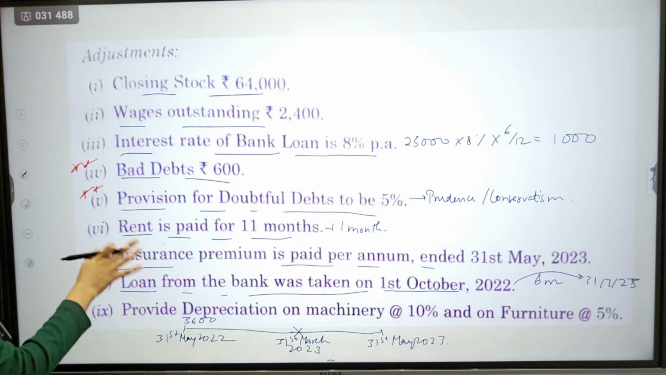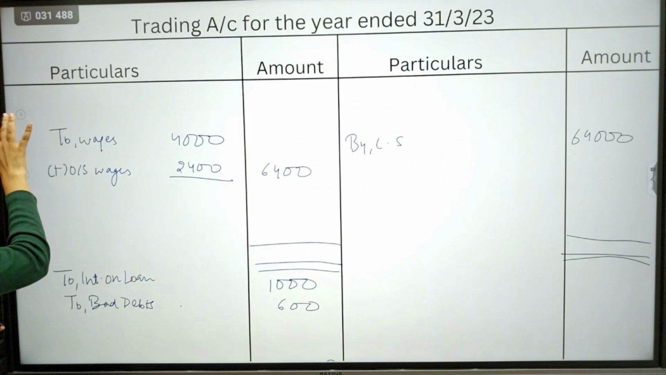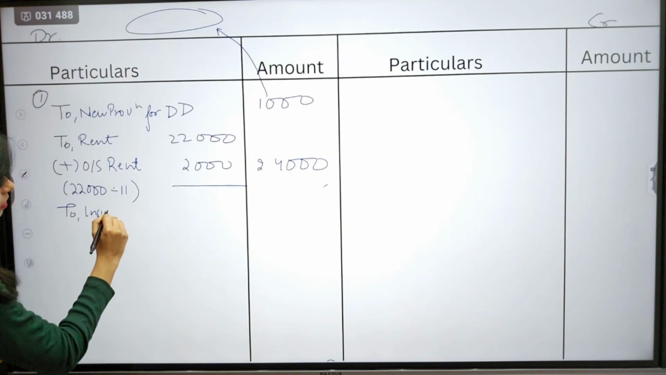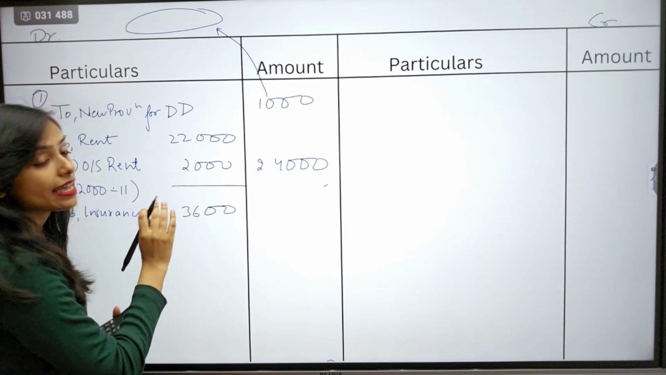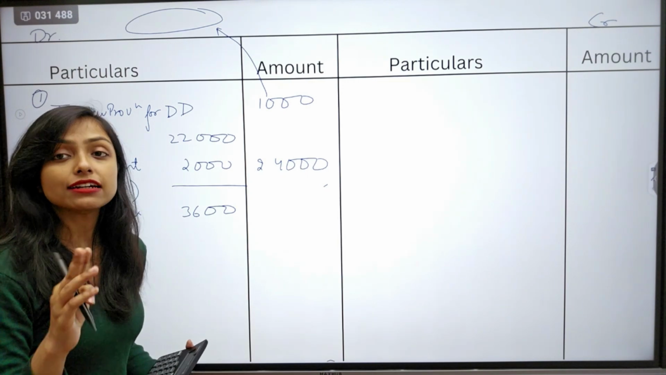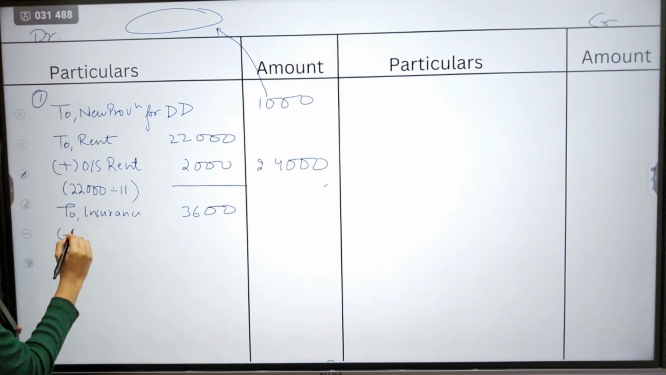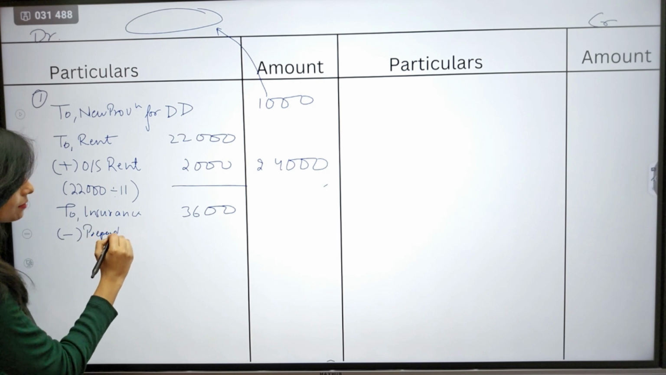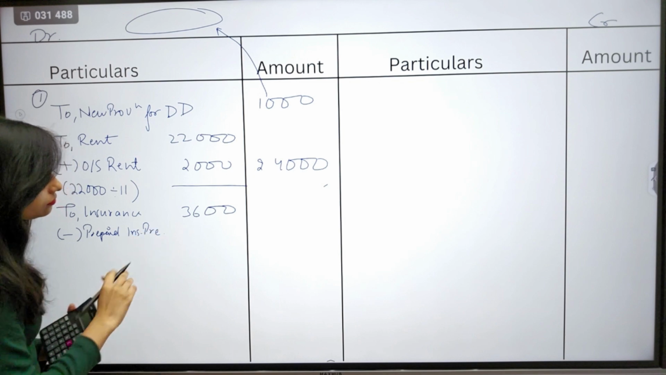Means what? If I have paid how much? How much amount have I paid? 3600. So I will write it like this: to insurance 3600. But out of this I realize that 2 months insurance premium that I have paid belongs to the next financial year. So I should not write it in this financial year. So I will reduce that. This is kind of prepaid or unexpired insurance. Prepaid insurance premium. How much?